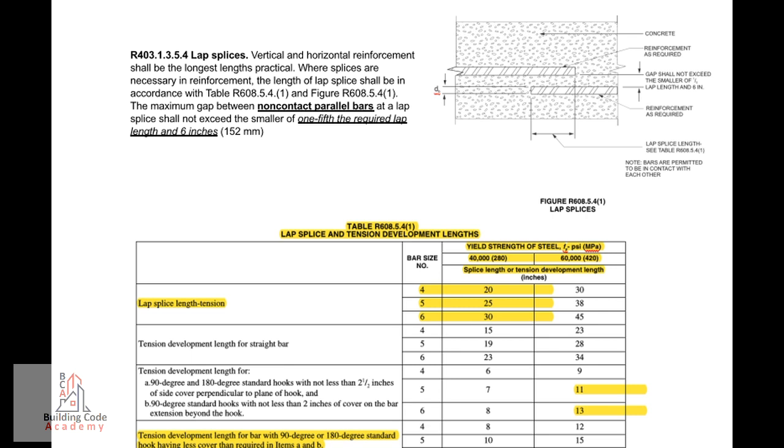R403.1.3.5.4 Lap splices. Vertical and horizontal reinforcement shall be the longest lengths practical. Where splices are necessary in reinforcement, the length of lap splice shall be in accordance with Table R608.5.4.1 and Figure R608.5.4.1. The maximum gap between non-contact parallel bars at a lap splice shall not exceed the smaller of 1/5 the required lap length and 6 inches, 152 millimeters.